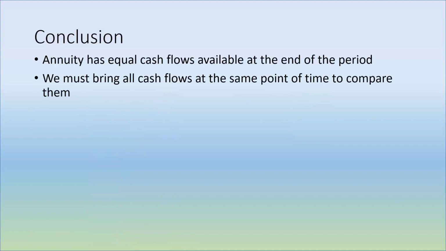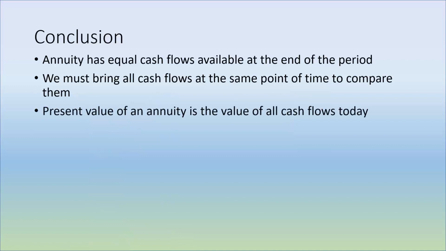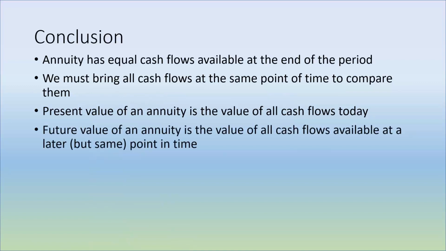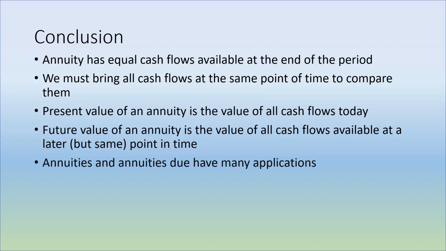Annuity due has them at the beginning of the period. But bottom line is this: to find out the equivalence, we must bring all the cash flows either by compounding or discounting to the same point of time to compare them. So the present value is the equivalent value today. The future value is the equivalent value at a different point of time in the future. But again, that point of time is same for all the cash flows.